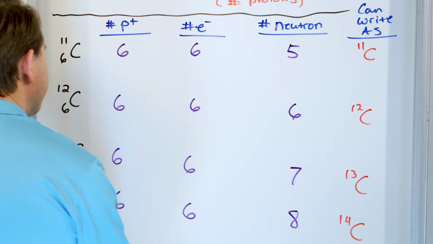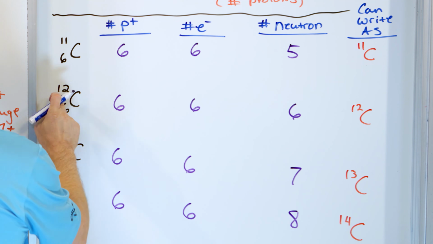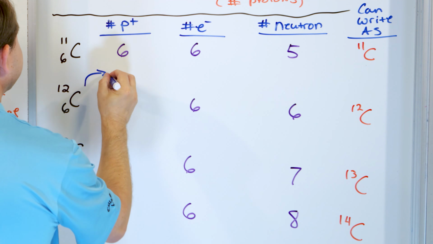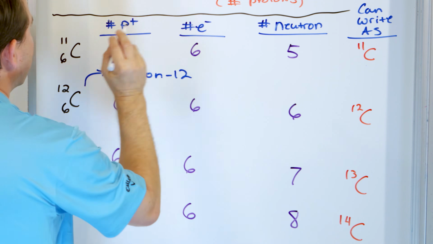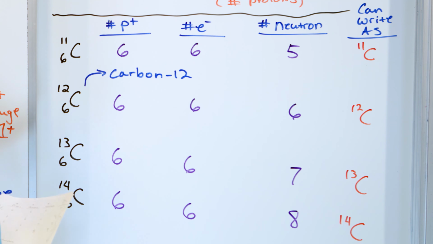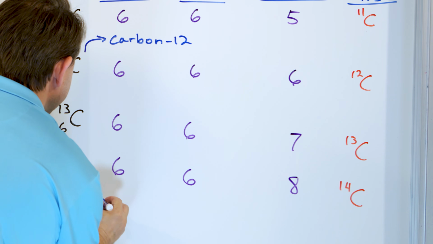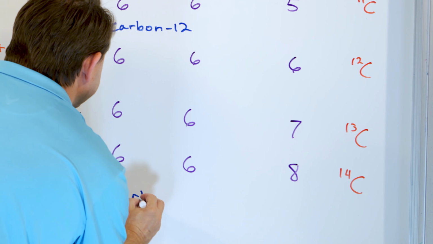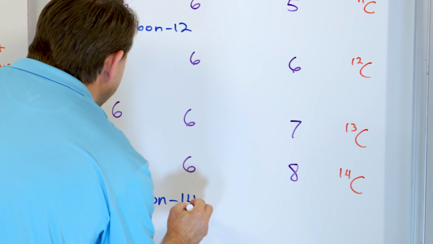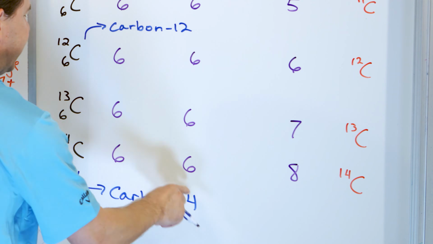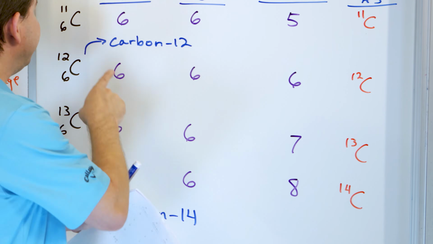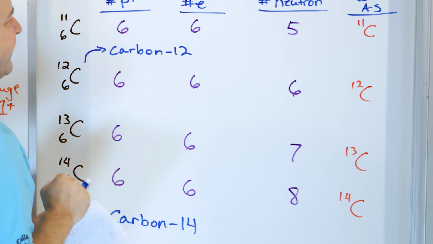All right, now let me point out a couple of things. This one, we already said, you write as carbon-12. You may have heard of carbon-12 just in conversation, right? Now this one's very important also. You write this one as carbon-14. So it's the name of the element with the mass number after it. Carbon-14, carbon-12. So this is carbon-11, this is carbon-13.